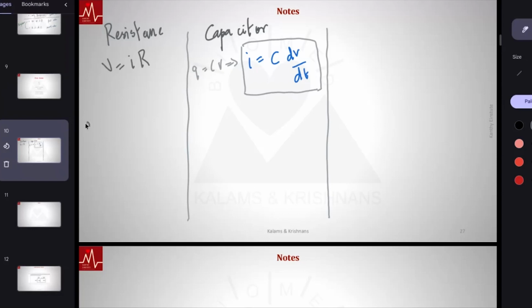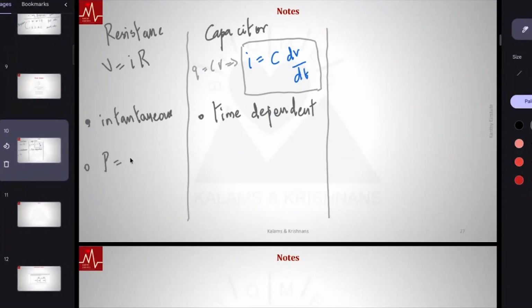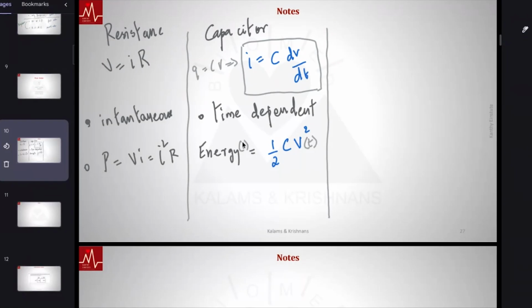Notice this is instantaneous. This is what I refer to as zeroth order. This is a differential equation. This is transient, time dependent. You have voltage and current as a function of time. There is no time dependency here. Whatever the voltage, instantaneously the current is proportional to that. But here it is VI, I square R. Energy in a capacitor, does anyone know? Energy in a capacitor is half CV square. This V could be a function of time. So energy at any given instant can be a function of time.